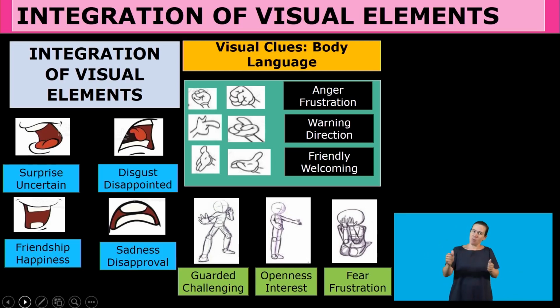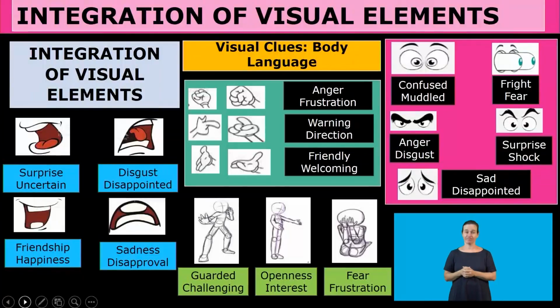When you have fear and frustration, look at the clasp of the hands in front of the face. Our last aspect is looking at the eyes and the way the eyes are drawn. Look at the confused look in the eyes when it's drawn together. When the eyes are popping, look at the fear or the fright and the surprise or shock. So look at the different aspects specifically for body language.